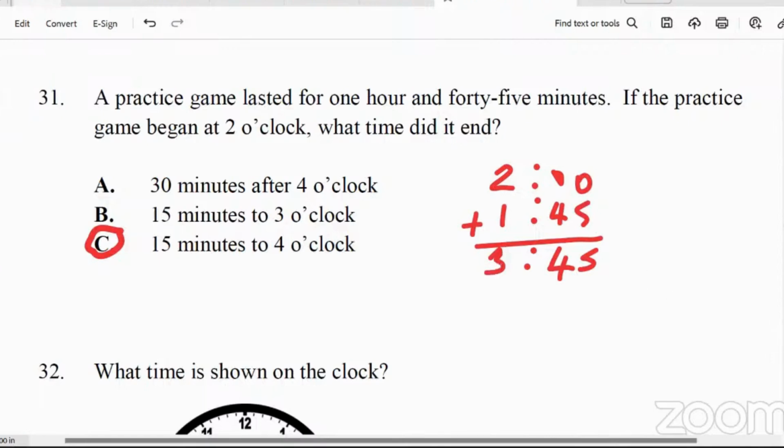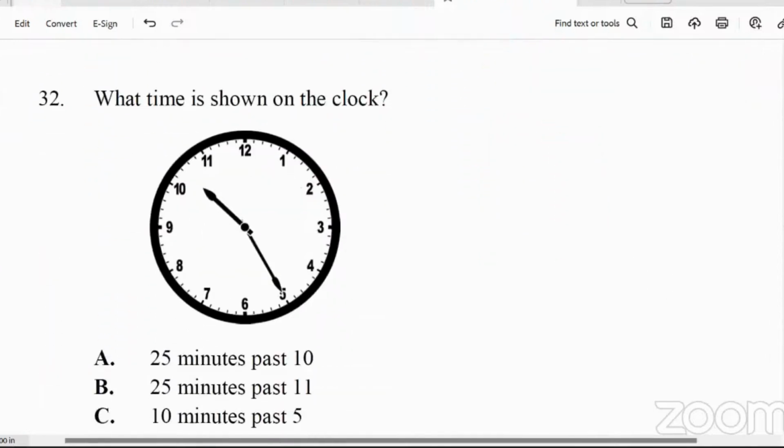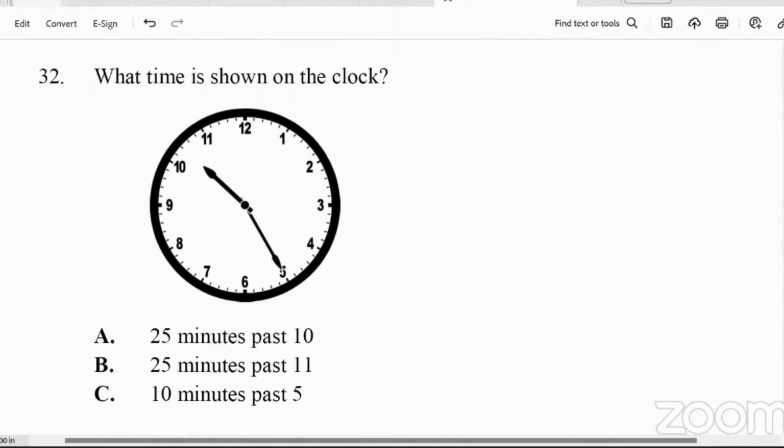Next, we will go to question 32. What time is shown on the clock? Okay, is it 25 minutes past 10? Is it 25 minutes past 11? Is it 10 minutes past 5? Remember that the shorthand usually points to the hour and the longhand points to the minutes, okay?